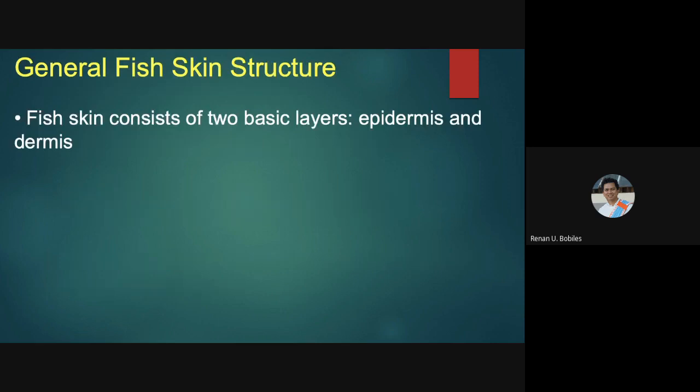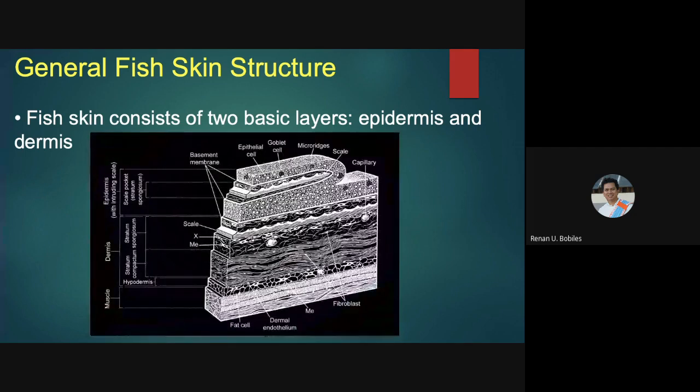General fish skin structure. The fish skin consists of two basic layers, the epidermis and the dermis. As in other vertebrates, ganun pa din. Divided into dermis and epidermis. So yan. This is the basic structure of the fish skin. Okay?